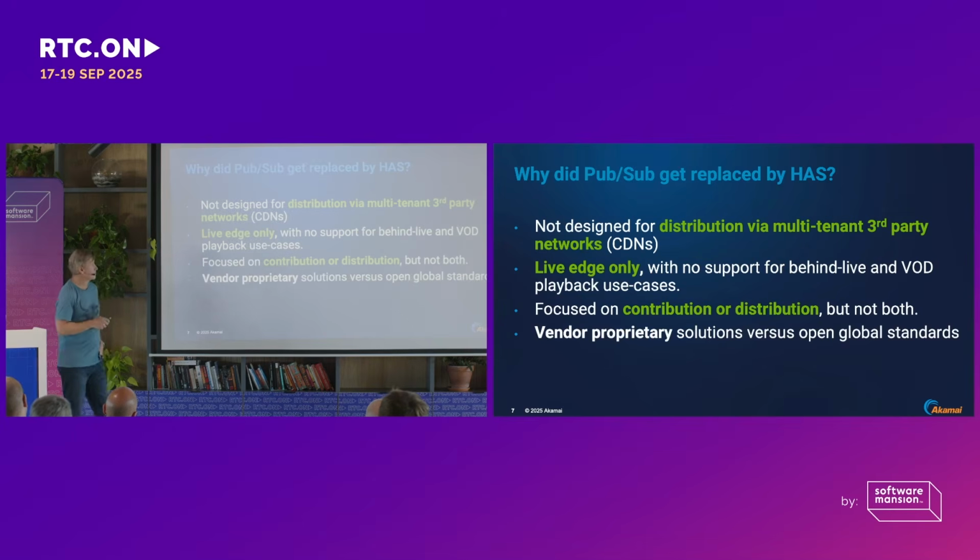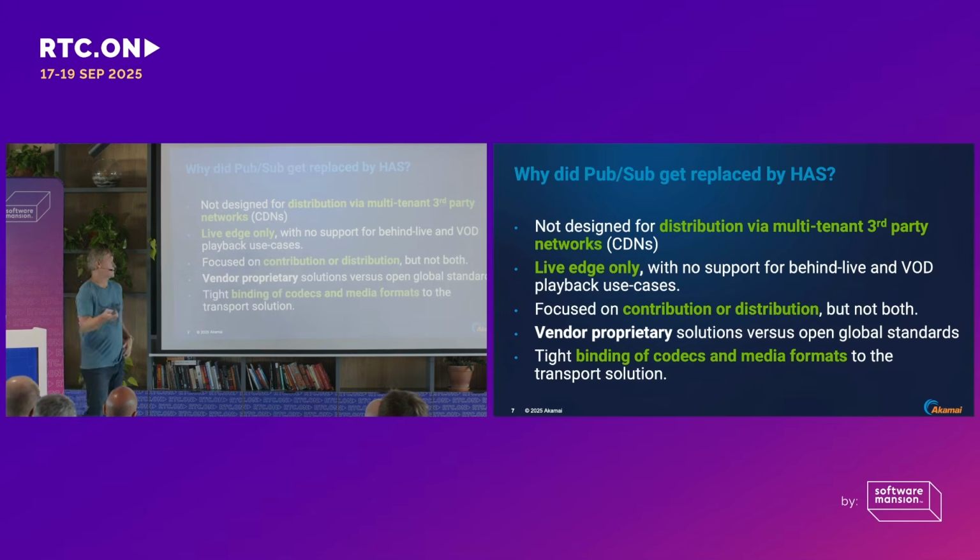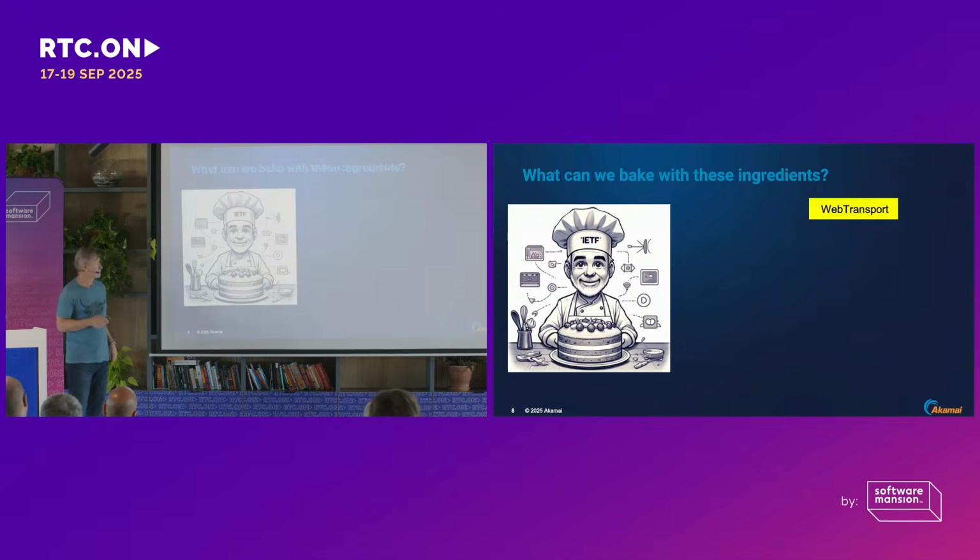And also a lot of proprietary solutions. There's never been a global standard that we can rely upon, as there is for HTTP, and also tight binding of codecs and media formats. So, pub/sub systems are very nice for the internet, but they have to solve these problems if we want them to work at scale.